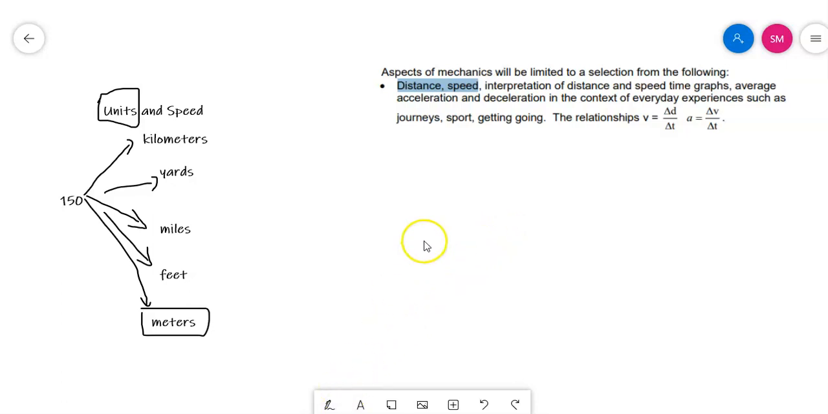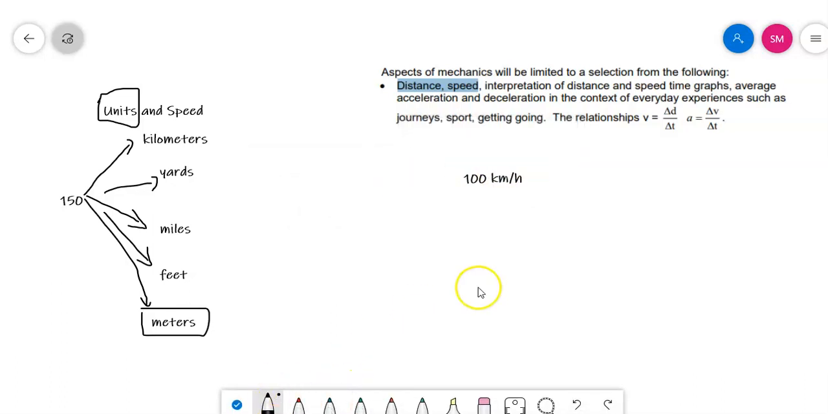So 100, let's break that down. So we've got 100 kilometers per hour. This is how you would see it written on the speedometer in the car. What does this mean in terms of the car? So if we drew just a line here, let's say this is a section of road. So this is 100 kilometers. So the speed will tell us how long it's going to take us in the car to travel this distance.